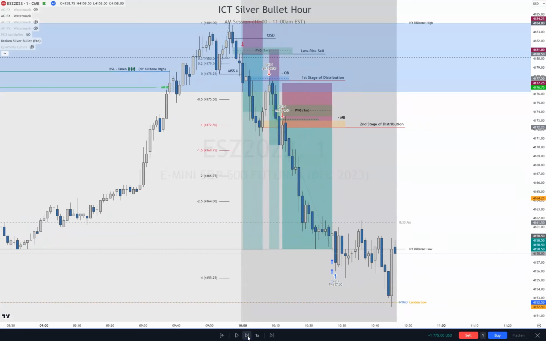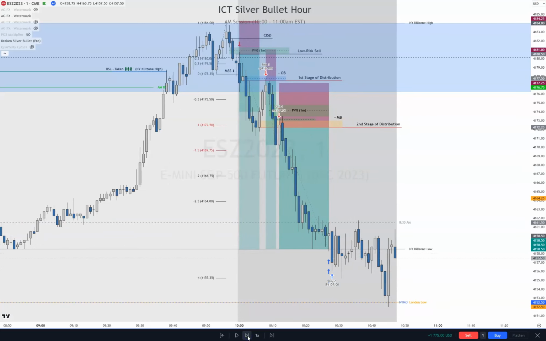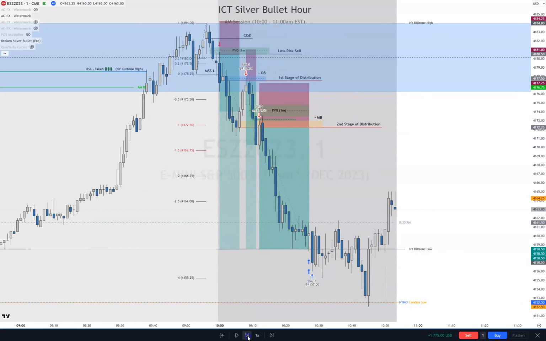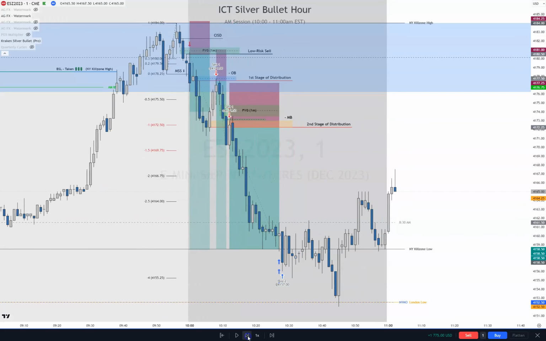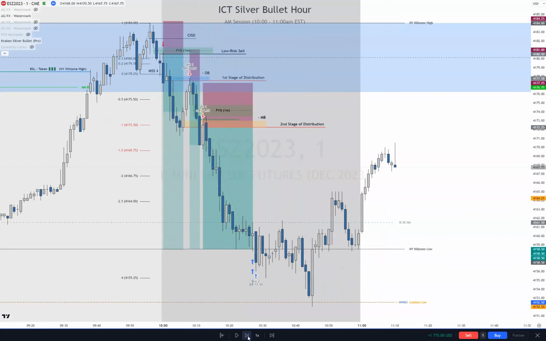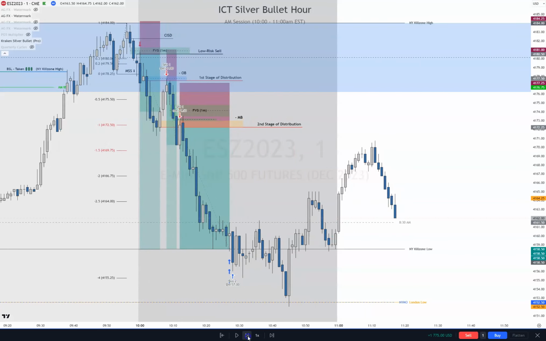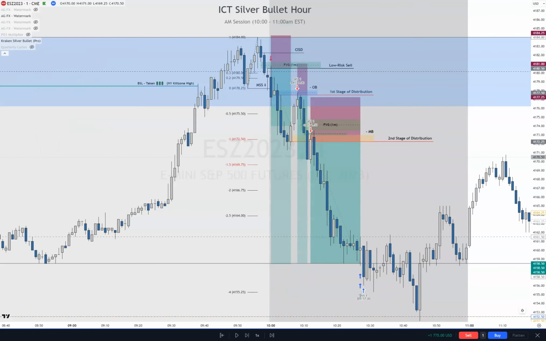And it does right there. Immediately rejects the London low. All right, let's take off the positions and let's go through this.